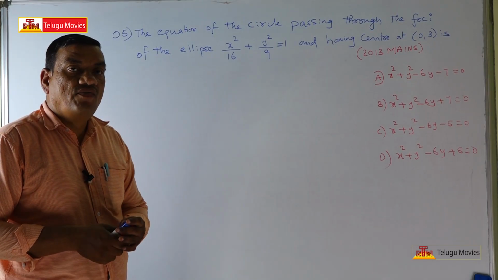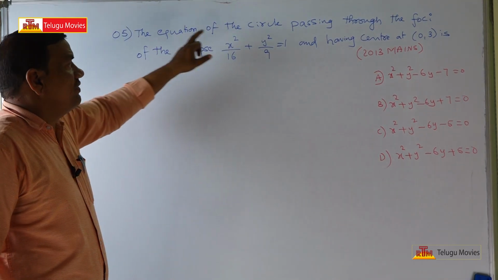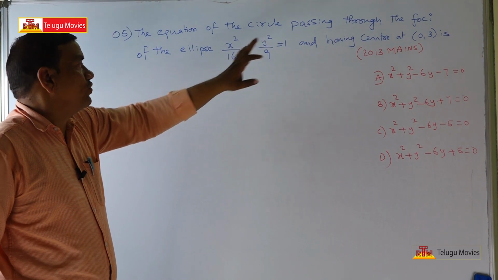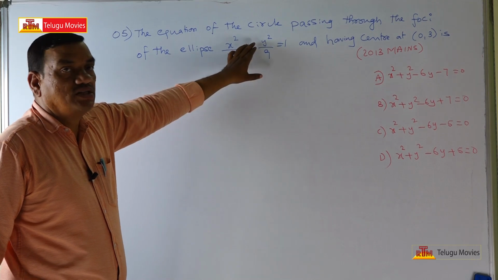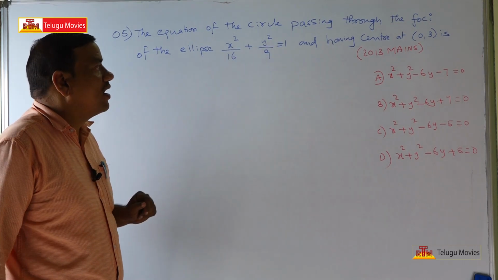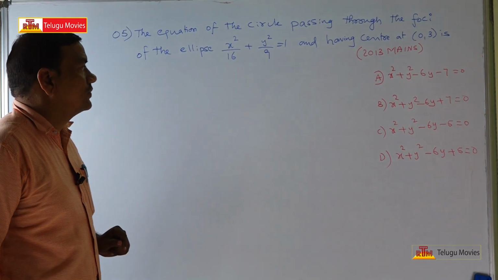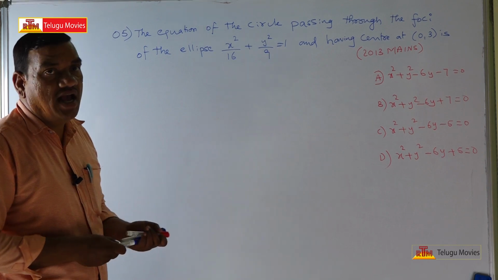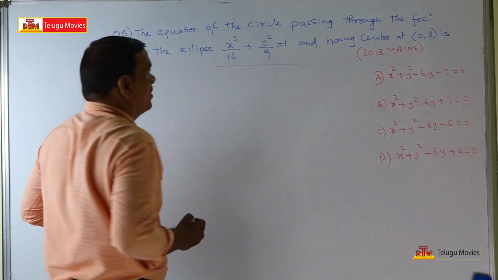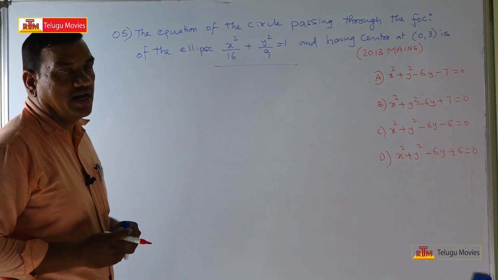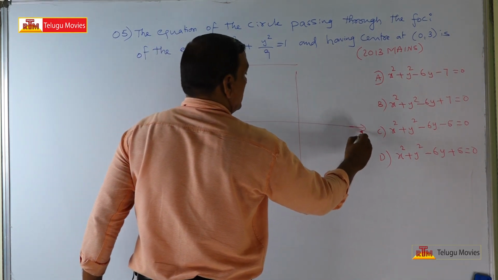Dear students, welcome to the 5th problem of today's class. The equation of the circle passing through the foci of the ellipse x square upon 16 plus y square upon 9 is equal to 1 and having the center at 0 comma 3 is. So, that means first of all there is an ellipse. What is that ellipse? x square upon 16 plus y square upon 9 is equal to 1. So, first draw the ellipse curve.